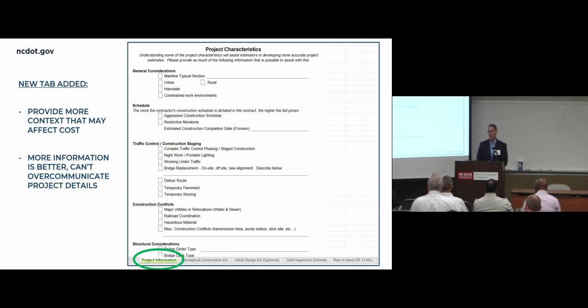And you really cannot over-communicate this type of information, so it's better to go ahead and let us know so we can take it into consideration when we're pricing our estimates if you have aspects of the project or characteristics that you think may potentially affect the cost.